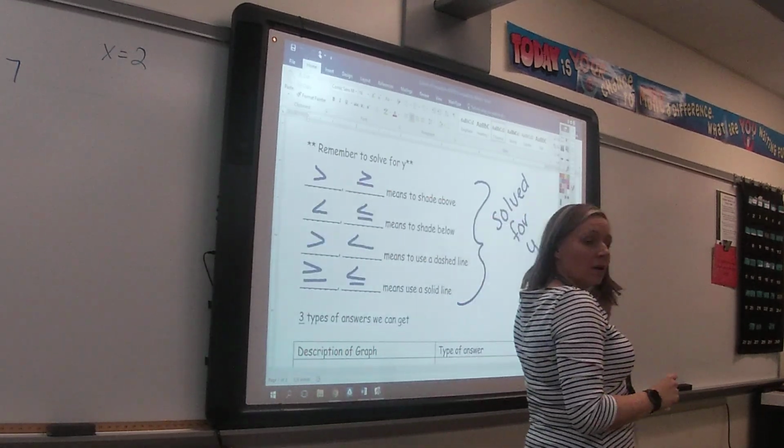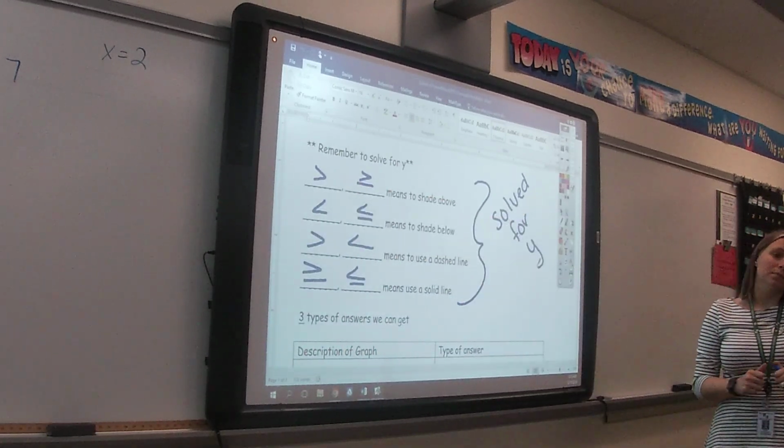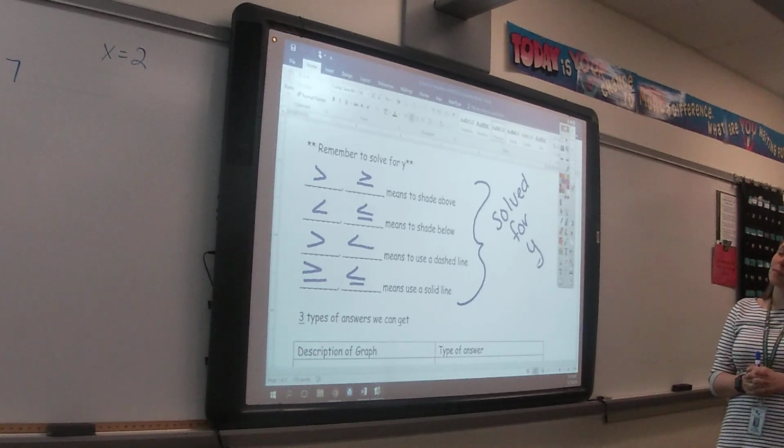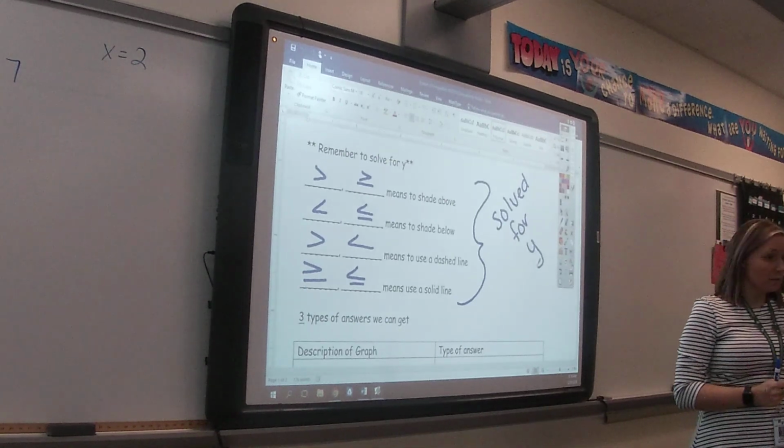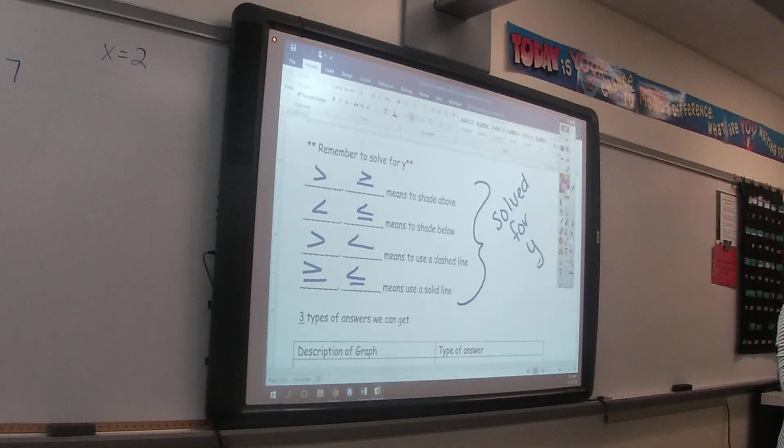It's saying that there's only one solution. Yeah, there's one solution. We do know that. And what is the one solution? X equals 2.